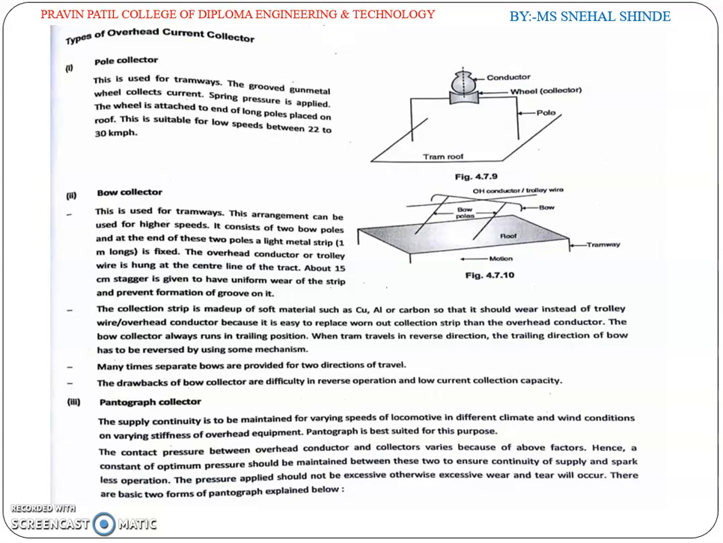So this is the pole collector diagram. Then there is a bow collector diagram. Then again there is a pantograph. Then in overhead equipment, polygonal overhead equipment. Then single catenary construction, then compound catenary construction. These are the types of the pantograph collector overhead equipment. And then in the pantograph there is a diamond type shape and it also has a cross arm type. Then stitch catenary construction. So yes, there are different types of the overhead current collector.